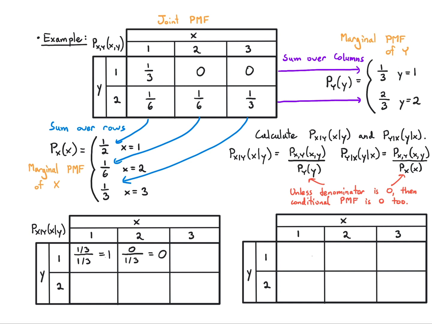And finally, I go to the third entry on that row. I get 0, and I'm going to divide by a third again, and I'm going to get 0 again. So I filled out that whole row. Okay, now I'm going to the second row of the joint PMF.